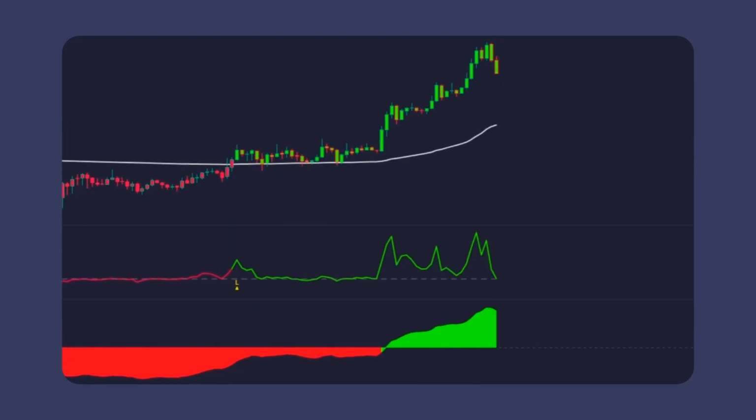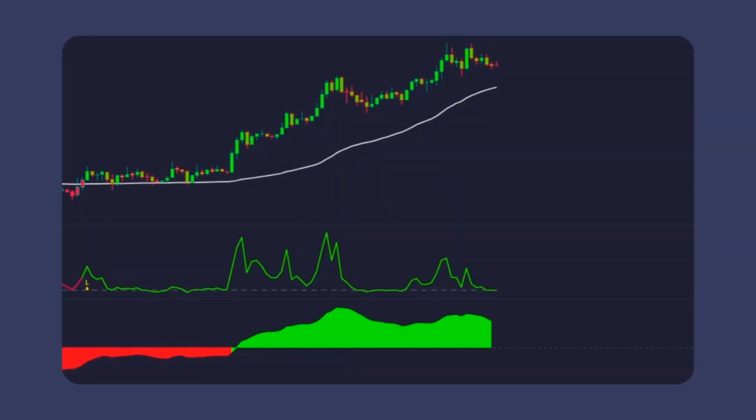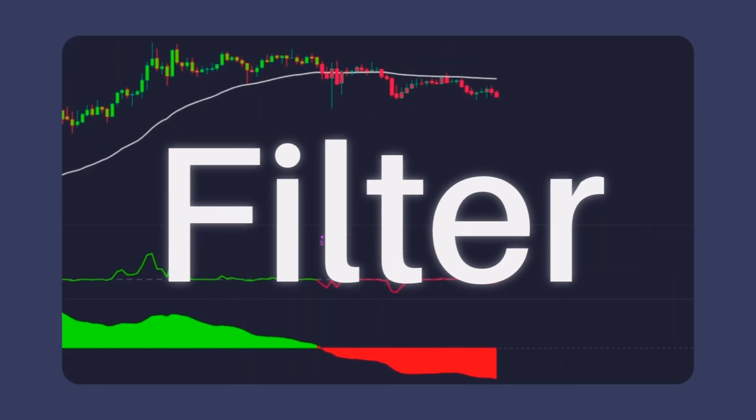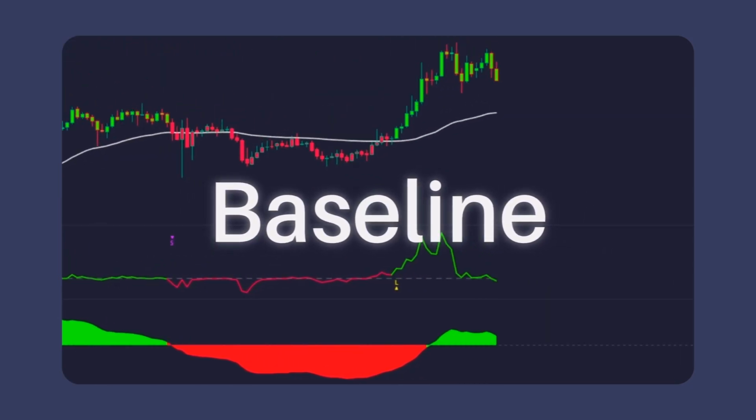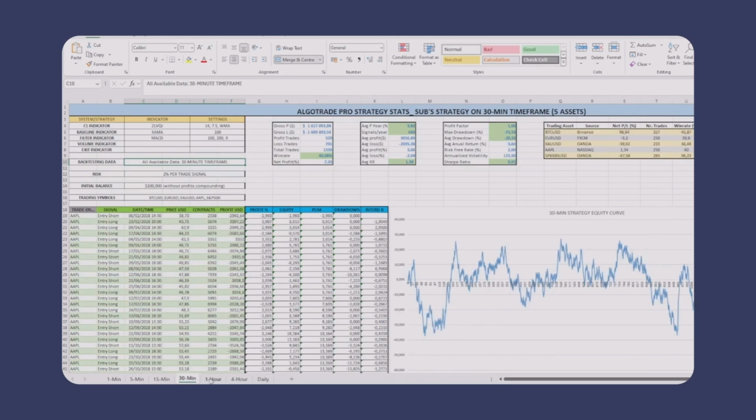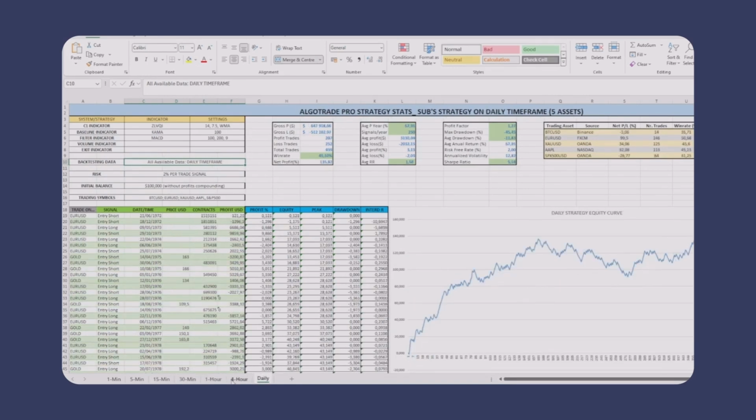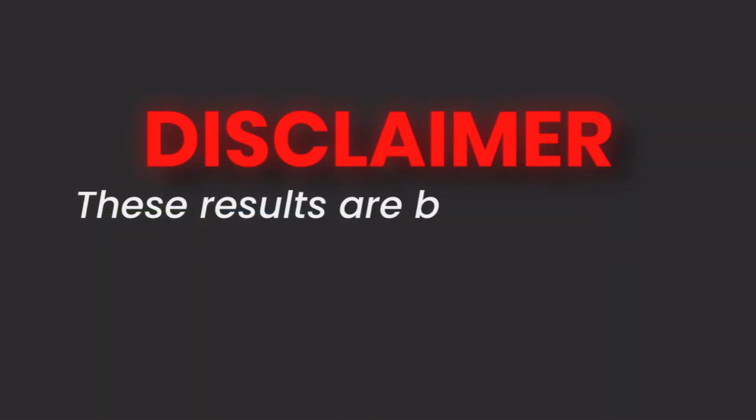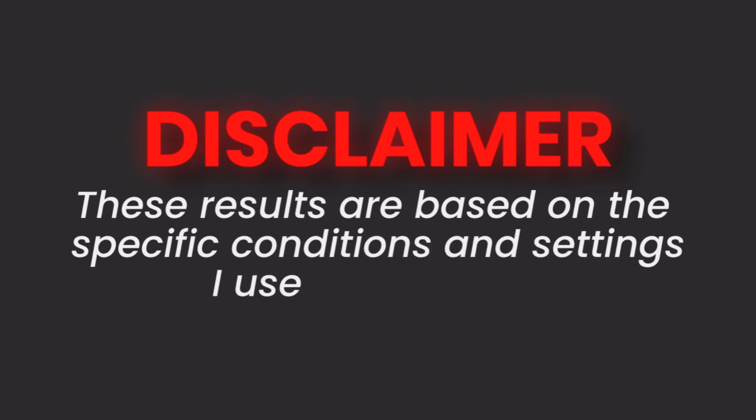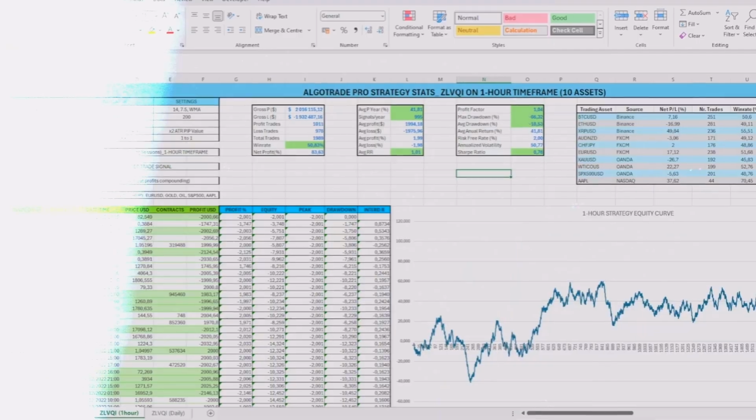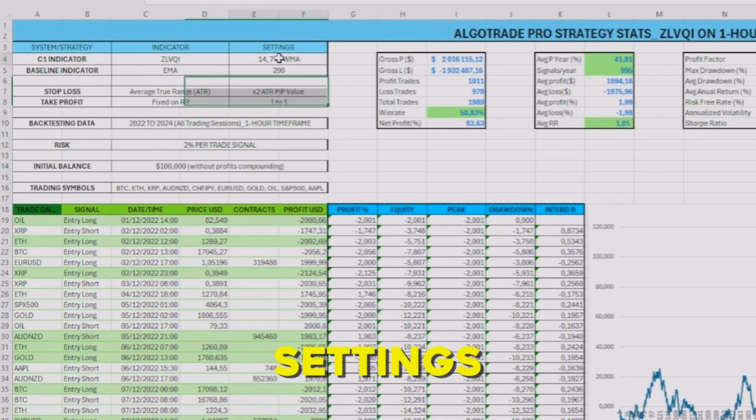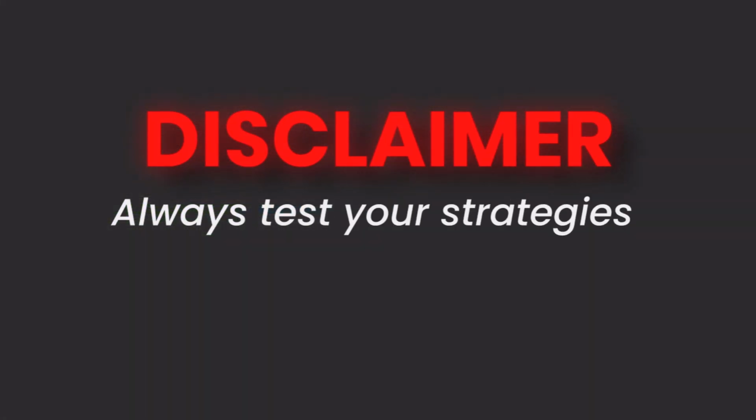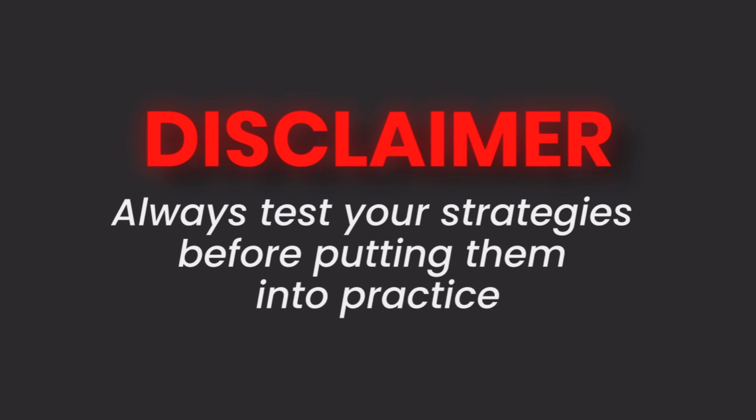However, as we demonstrated in the previous video, combining this indicator with other tools to filter out false signals, like filter or baseline indicators, can significantly enhance its performance within a strategy. Of course, it's important to note that these results are based on the specific conditions and settings I used for this test. If you change the conditions, settings, or even the assets, your results may change. So always test your strategies before putting them into practice.